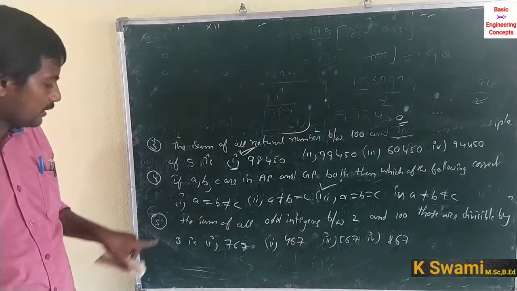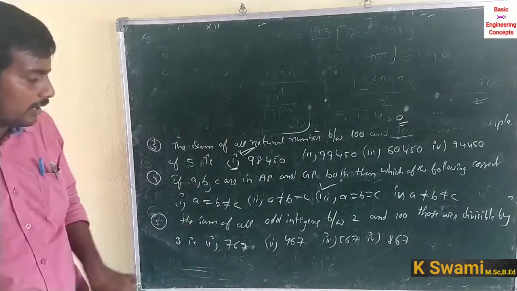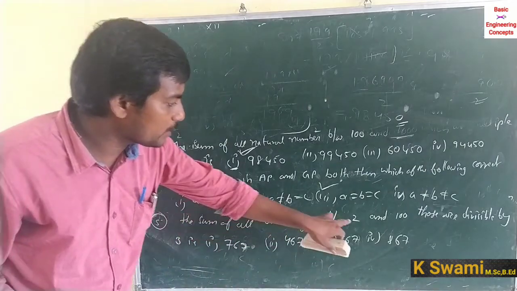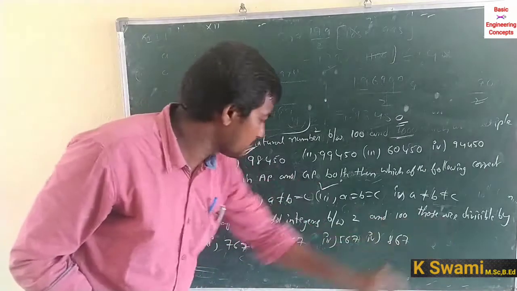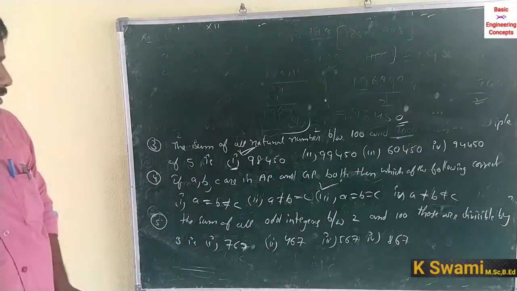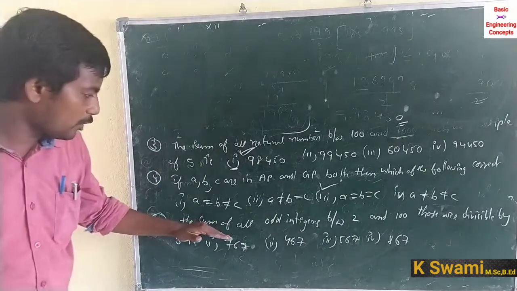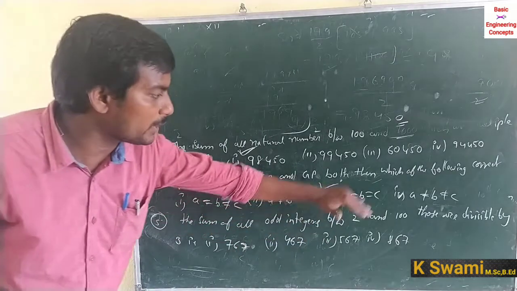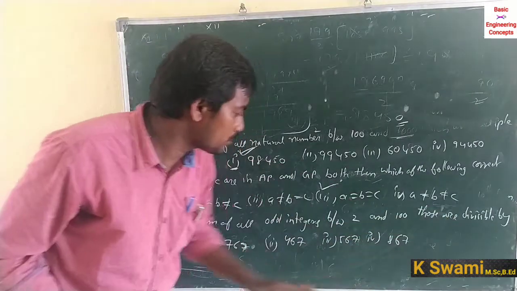Next, the fifth question: the sum of all odd integers between 2 and 100 that are divisible by 3. So the sum of all the integers between 2 and 100 that are divisible by 3.